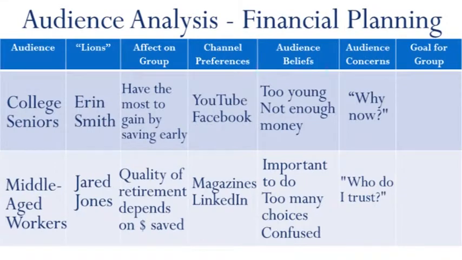So as I take a look at all the information about the college seniors, what's really most important is I have to develop the need for them. I want to get their attention and I want to motivate them that this is important for them to start saving now. How do I do it? Don't do it necessarily through magazines. That might appeal more to middle-aged workers. I might do it more through YouTube or Facebook, for example.